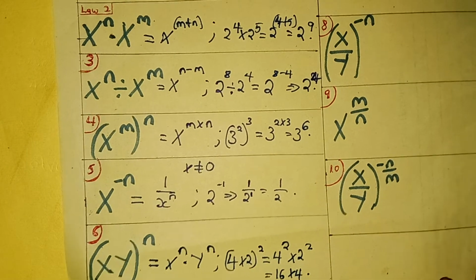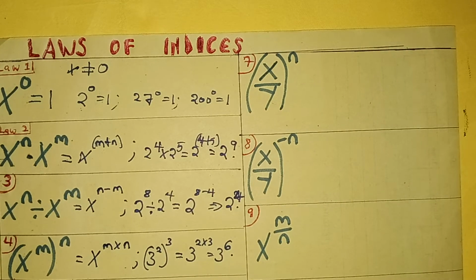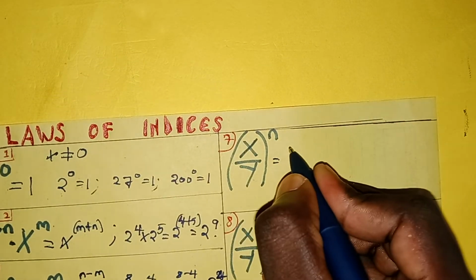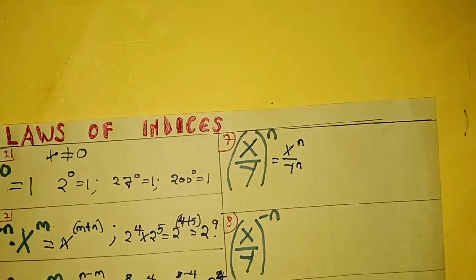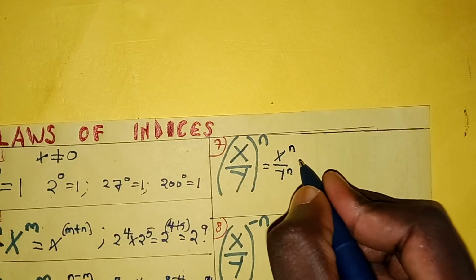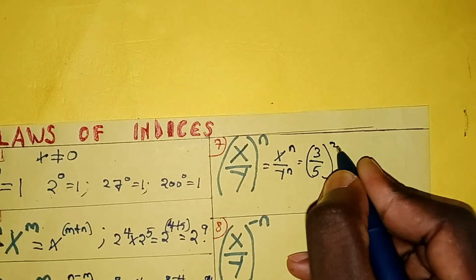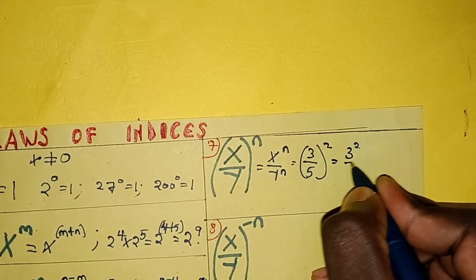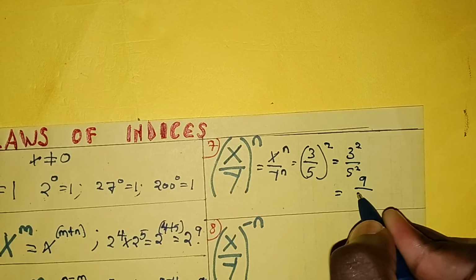Now we have the seventh law, which is x over y, all raised to n. This means it is x power n over y power n. As simple as that. Example, you can have 3 over 5, all power 2. This is the same as 3 power 2 over 5 power 2, which is 9 over 25.